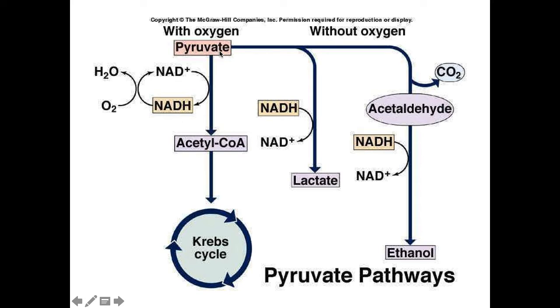So with oxygen, pyruvate will go through the link reaction to the Krebs cycle. Okay, generate an electron carrier. Our final electron acceptor is oxygen. Without oxygen, there are two pathways we're going to go through here: lactic acid fermentation and ethanol or alcoholic fermentation, which usually is ethanol. Okay, so here we are allowing glycolysis to continue because we are generating NAD+, which will go back to glycolysis. So let's talk about ethanol fermentation first.